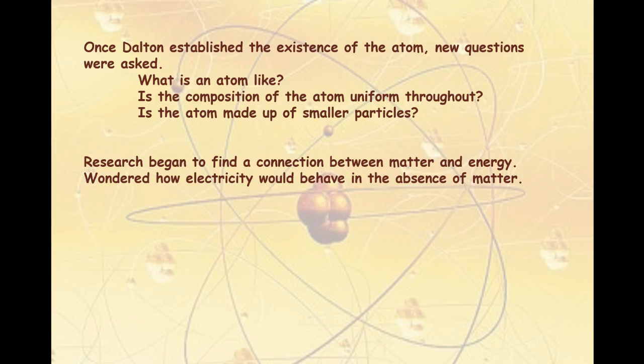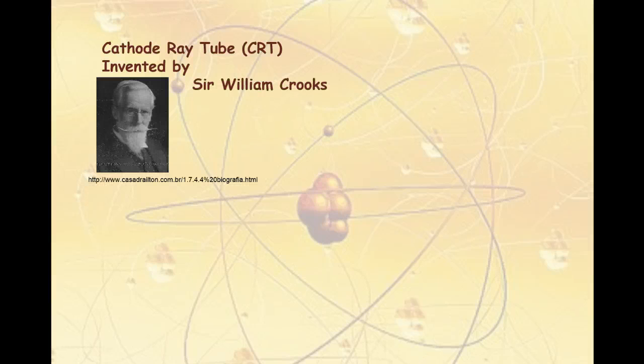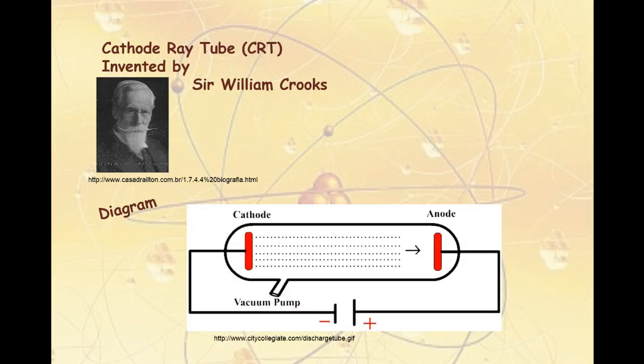So research began to find a connection between matter and energy and wondered how electricity would behave in the absence of matter. We had the cathode ray tube around that time. It was invented by Sir William Crookes. And here's a diagram of the cathode ray tube, and I would like you to draw the diagram in your notes.